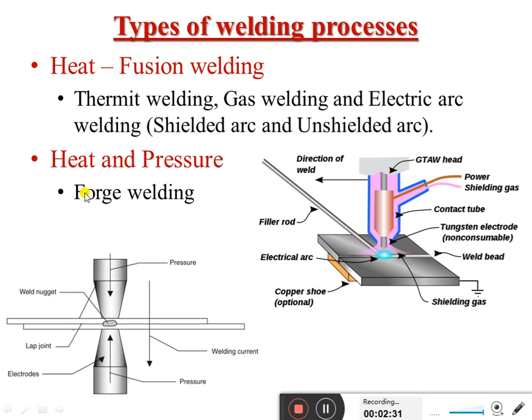But in heat and pressure, that is forge welding, we keep a weld nugget between the two plates and apply pressure on either side of the plate, so this plate gets welded. So these are the two types of welding process we are using in industry.